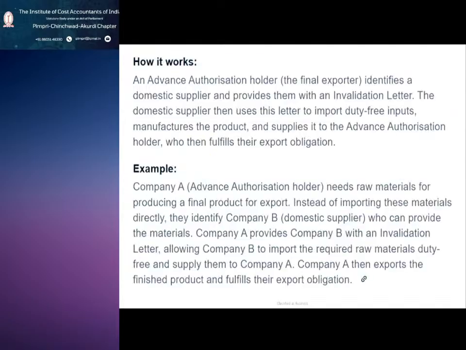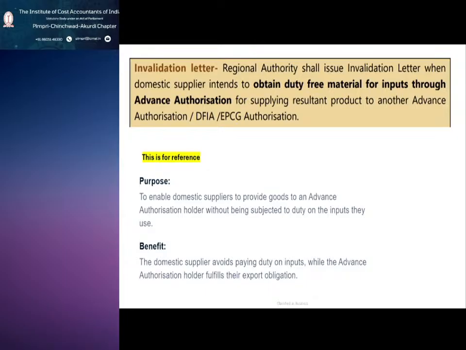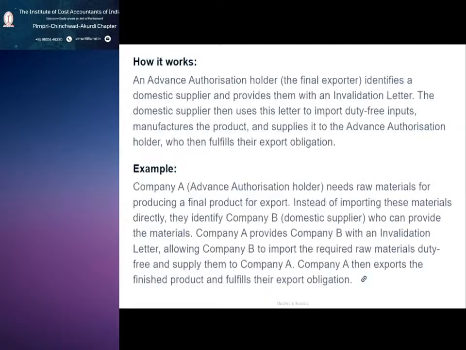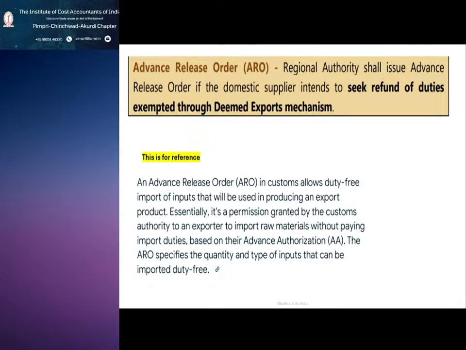Previously, in the invalidation letter, he will be importing the material from another country. But here he gets it through the deemed export mechanism. This domestic supplier may purchase from EOU units and then supply to the advance authorization license holder for the manufacturing of the resultant product. So this is the major difference.